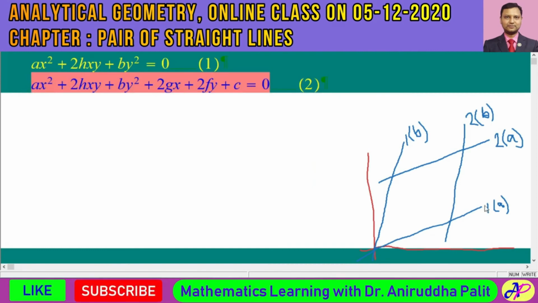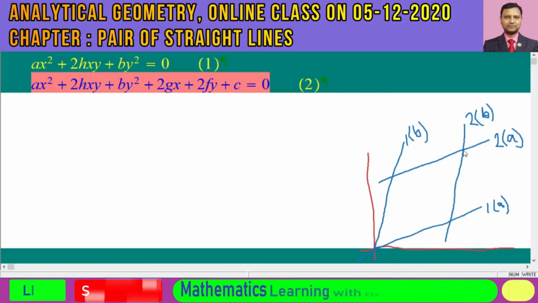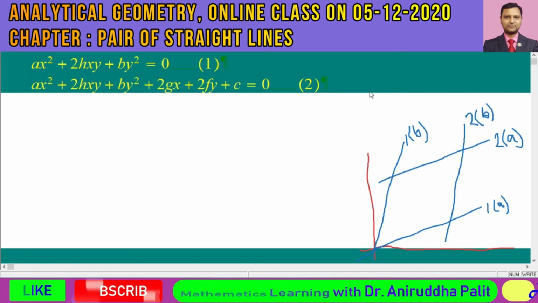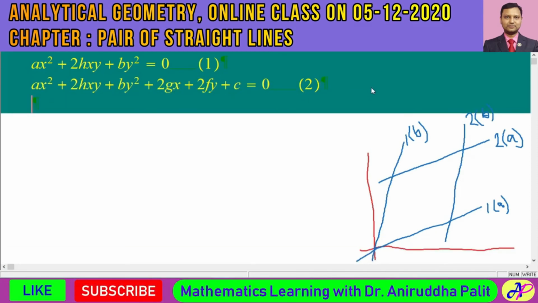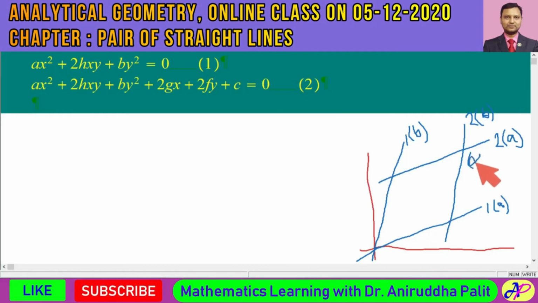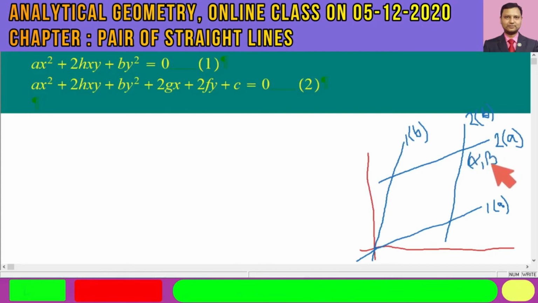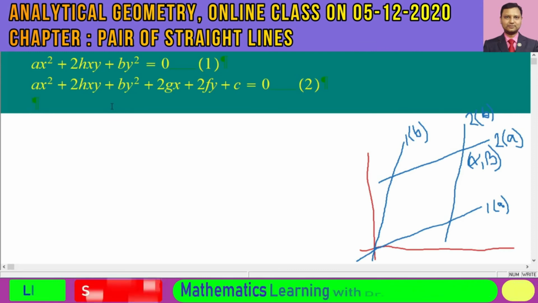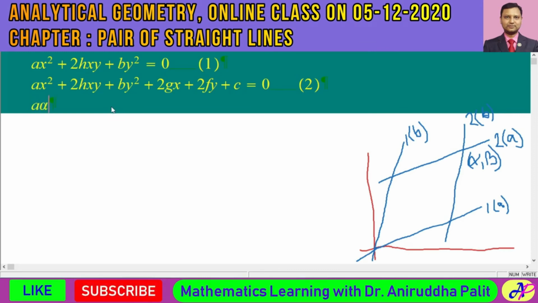The only difference is that the second pair of straight lines would not pass through the origin, and we already computed the expression of alpha and beta. We already computed that if this point of intersection is alpha comma beta, in that case we have three equations: a alpha plus h beta plus g is equal to 0.